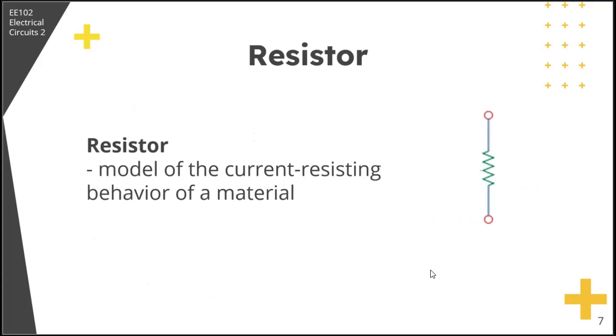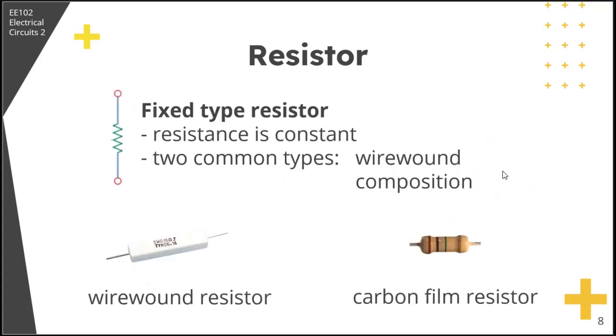That current resisting behavior of a material is modeled by the resistor, and its symbol is this one. A resistor is either fixed or variable. As the name implies, fixed type resistors have a constant resistance. There are 2 common types of fixed resistors, wire wound and composition. Usually, wire wound resistors have low resistances, while composition resistors like this carbon film resistor have large resistances.